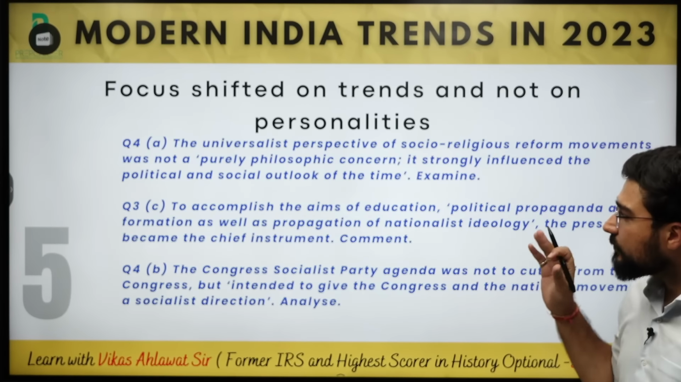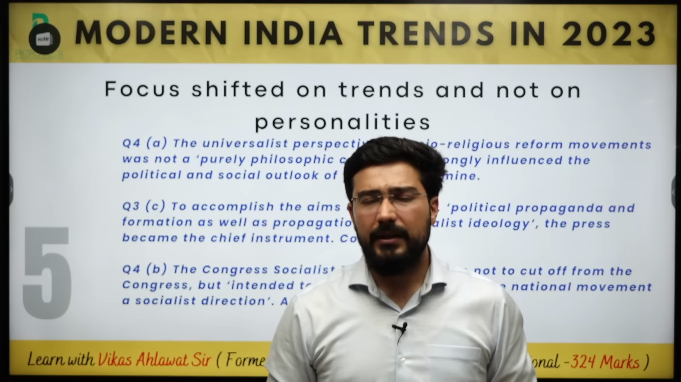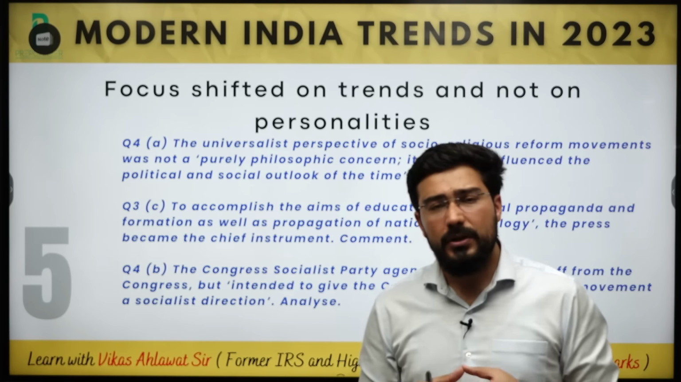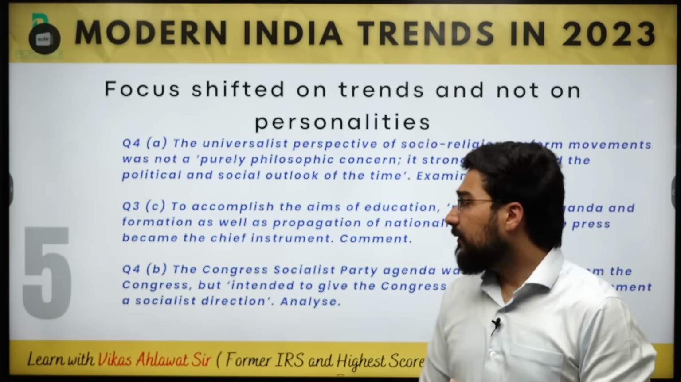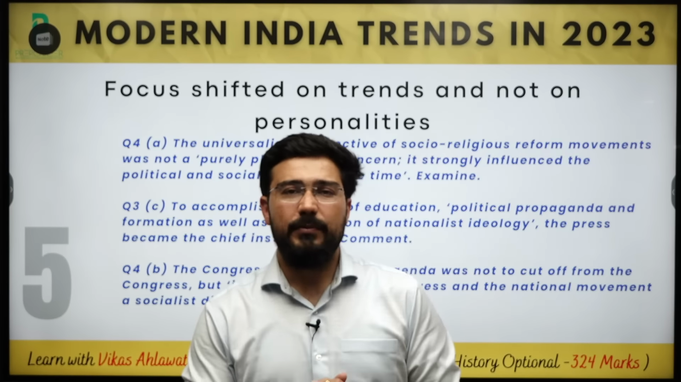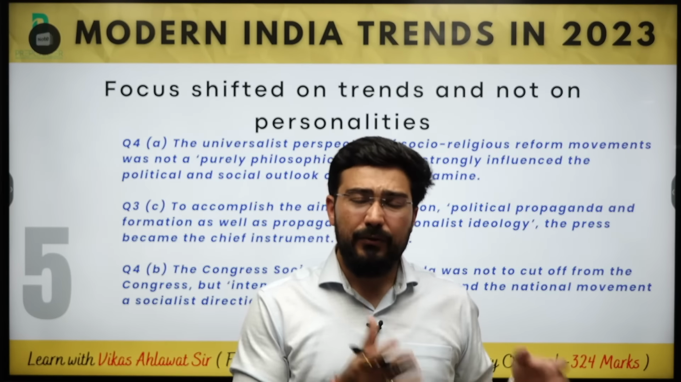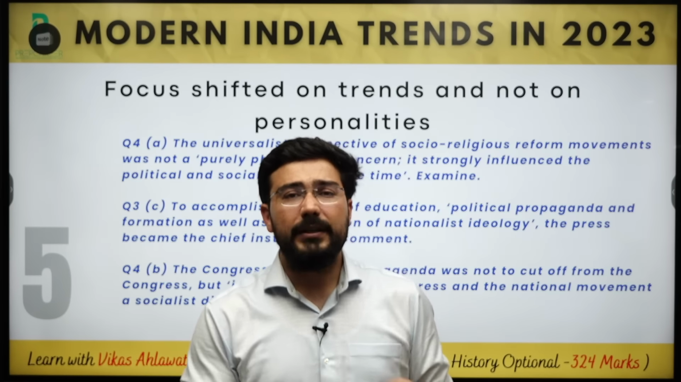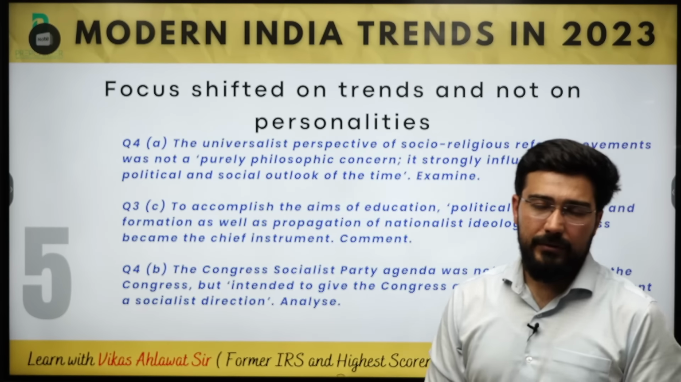Then personality-specific questions have declined drastically in social reform. They have overall asked for a universalist perspective of the social-religious reform movements. Then even a question has come on the press. And finally, the left within the Congress, the Congress Socialist Party, is where UPSC is asking a question from. Previously they used to ask a lot of questions on the moderates year after year, but now they're asking about other aspects of the Congress party. So the Congress Socialist Party was asked about this time around.